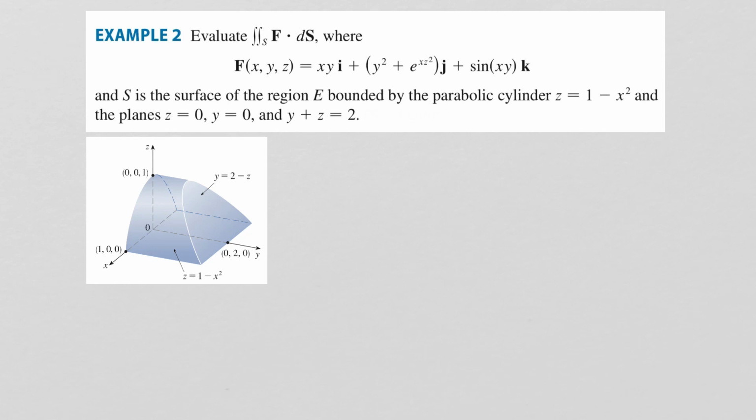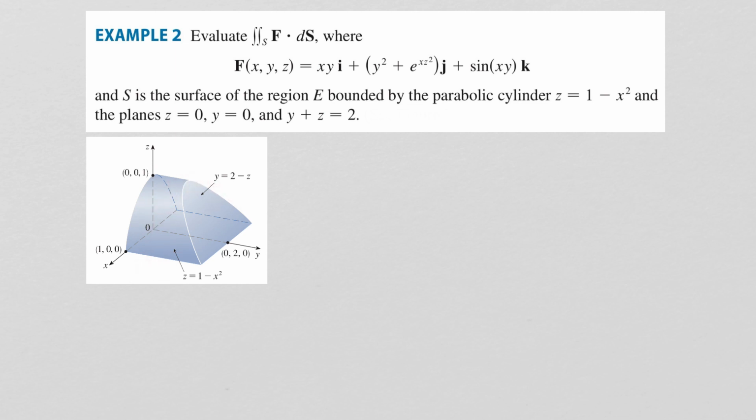In our next example, let's evaluate the double integral of F dot dS over the surface S, where F is given to be this vector field, and S is the surface of the region E bounded by the parabolic cylinder z equals 1 minus x squared, and the planes z equals 0, y equals 0, and y plus z is equal to 2. Okay, so z equals 0 is the bottom, x equals 0 is this side over here, and y equals 0 is this side over here, and y plus z is equal to 2 is this plane right here, and then this is the parabolic surface that you see there.